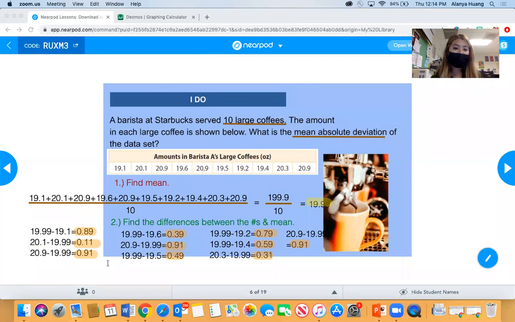Our very last step is to find the average of these differences. To find the mean of the differences. So to do that, we're going to add up all those numbers. So that is 0.89 plus 0.11 plus 0.91 plus 0.39 plus 0.91 plus 0.49 plus 0.79 plus 0.59 plus 0.31 plus 0.91.